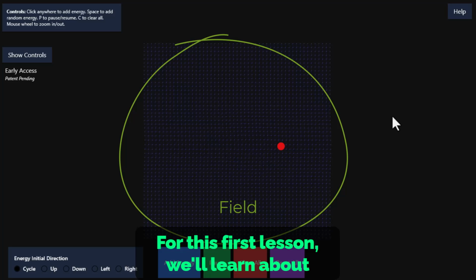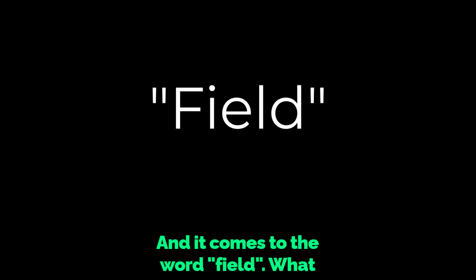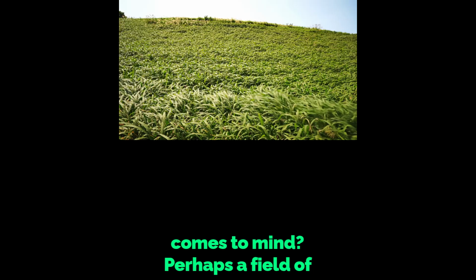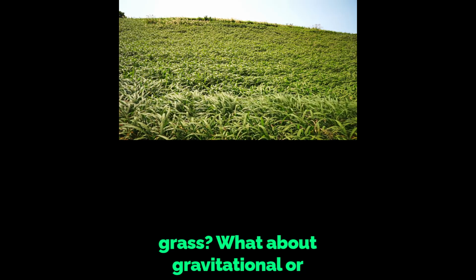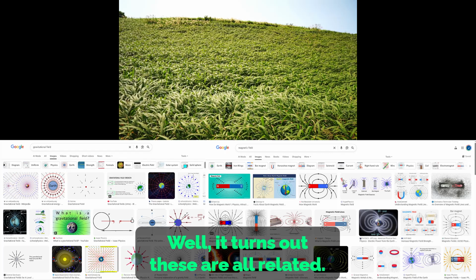For this first lesson, we'll learn about fields and energy. When it comes to the word field, what comes to mind? Perhaps a field of grass? What about gravitational or magnetic fields? Well, it turns out these are all related.